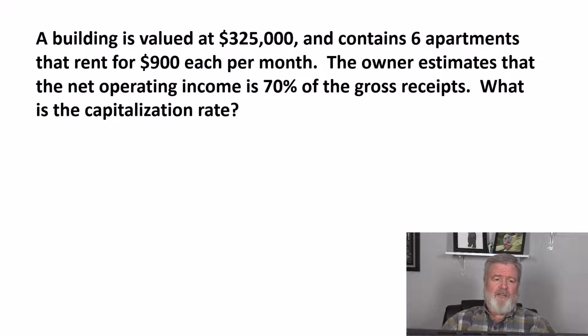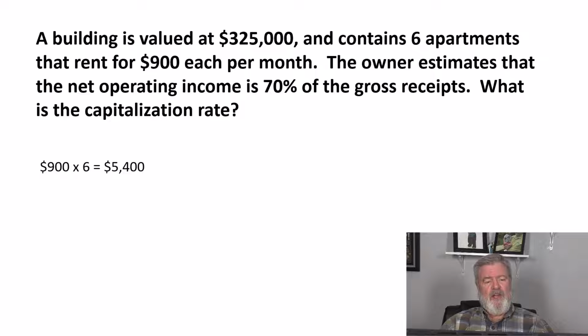Well, the first thing we have to look at is, what's the income? Well, we know we have 6 apartments that rent for $900 a month. That would give us $5,400 per month. Now, if you recall, the formula to figure out the capitalization rate is the net operating income, and that's the annual net income, divided by the value, that would give you the rate. So just a quick review there, that's the formula.